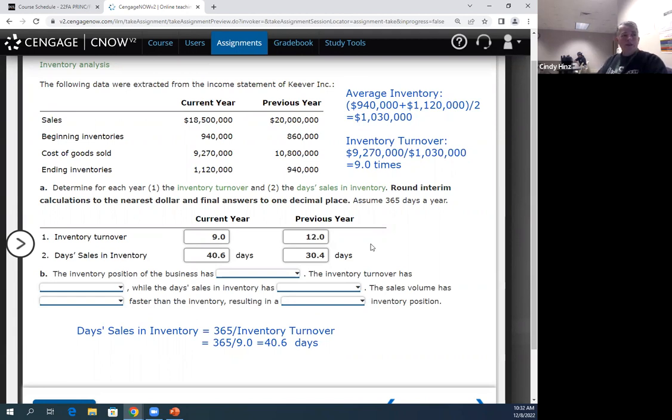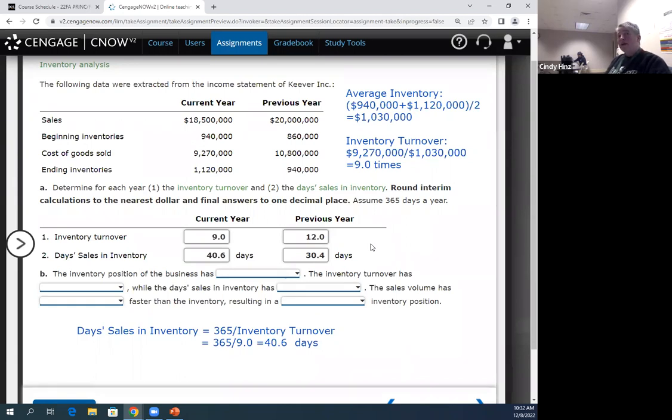So to calculate their inventory turnover, I found the average inventory: beginning of 860 plus ending of 940 gives us an average inventory of $900,000 throughout the year. Divide that into the $10,800,000 cost of goods sold, and we found an inventory turnover of 12 times per year. If we're doing something 12 times a year, it means it's about once a month, right? And that translates into 30.4 days sales in inventory.